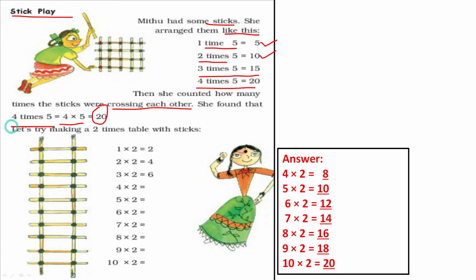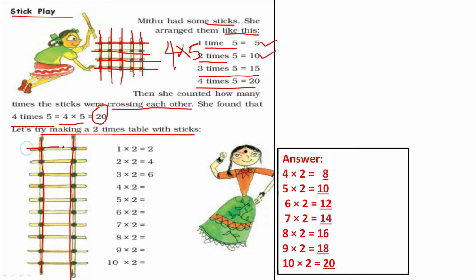4 times 5. She arranged the sticks 4 times. Here sticks 1, 2, 3, 4. Vertically she arranged 1, 2, 3, 4, 5. So 4 times 5. 4 5s are 20. Same, another example. Try making the 2 times table with sticks. So the 2 table we are writing. So 2 sticks you keep vertically.